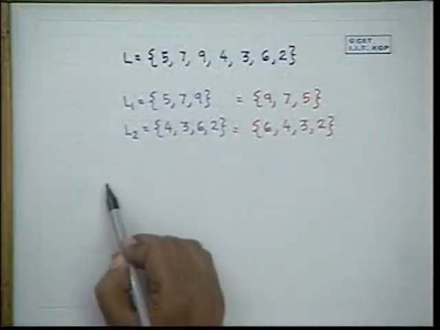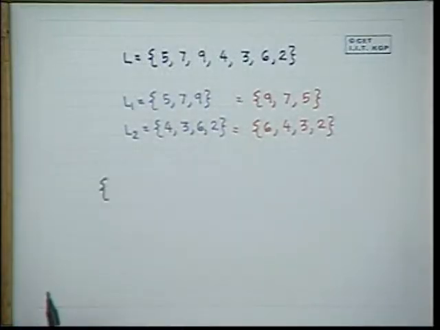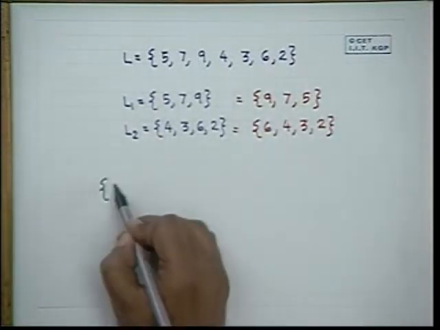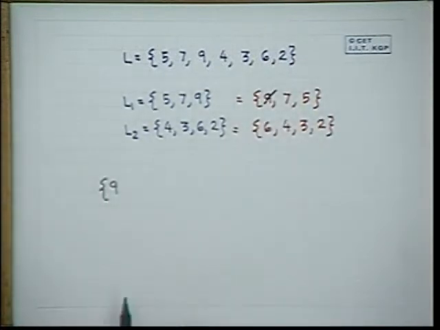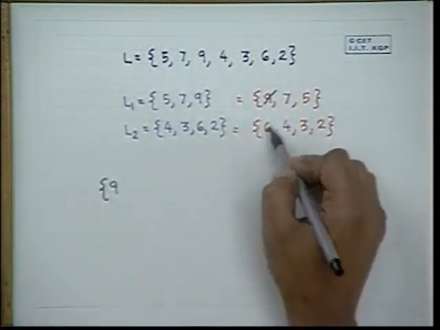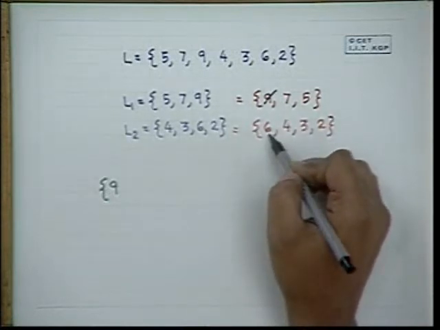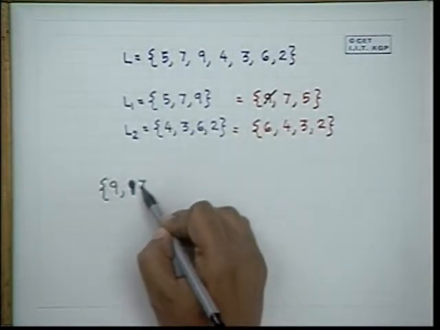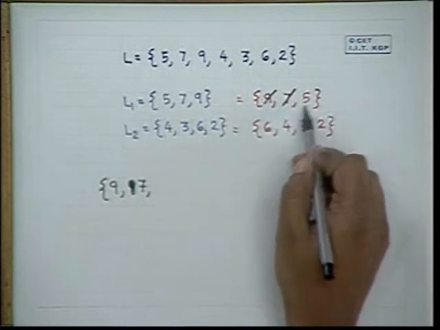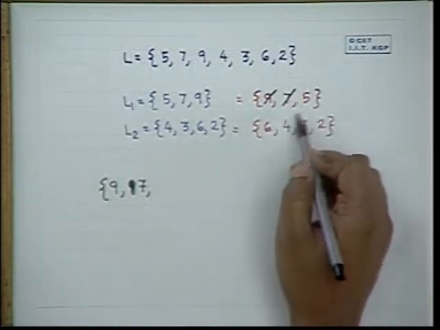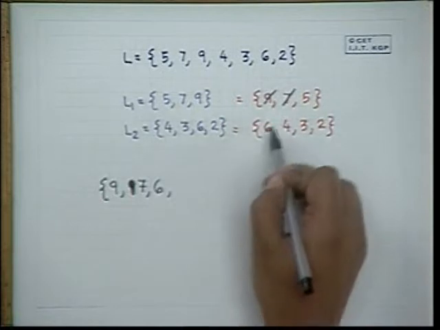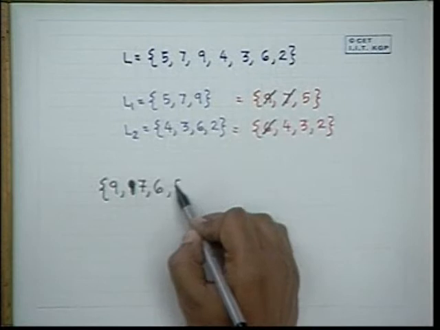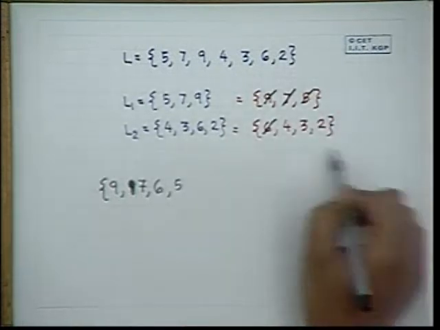I look at the first, I prepare a tentative list. I look at the larger first element. Whichever is the larger of the two, I put it here and remove it. Then again I see the first element of these two. Whichever is the larger of the two, I put it here and remove it. I check the first larger of the two. Whichever is the larger, I put it here and remove it. When one of the lists becomes empty, I just copy the other thing here.